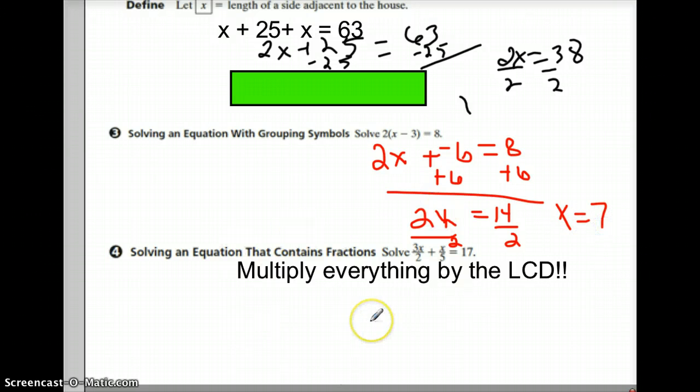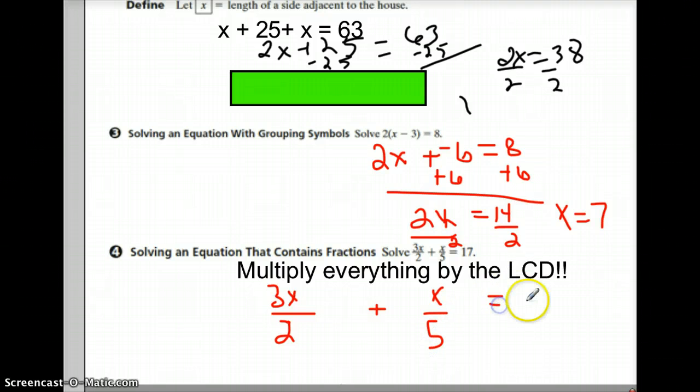Okay, moving on to the next equation here. We have 3x over 2 plus x over 5 equals 17. So the first thing we're going to do is get rid of those fractions. You don't want to work with them if at all possible. So we're going to multiply everything by the LCD. This is where your fraction skills are extremely important. You can't forget them.